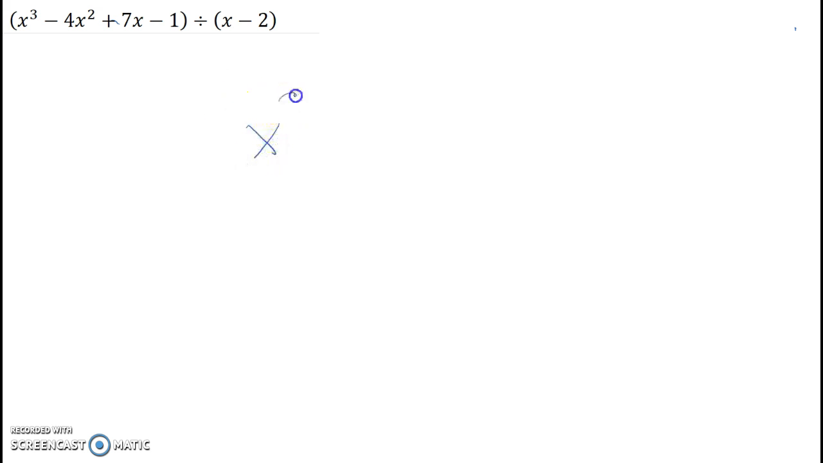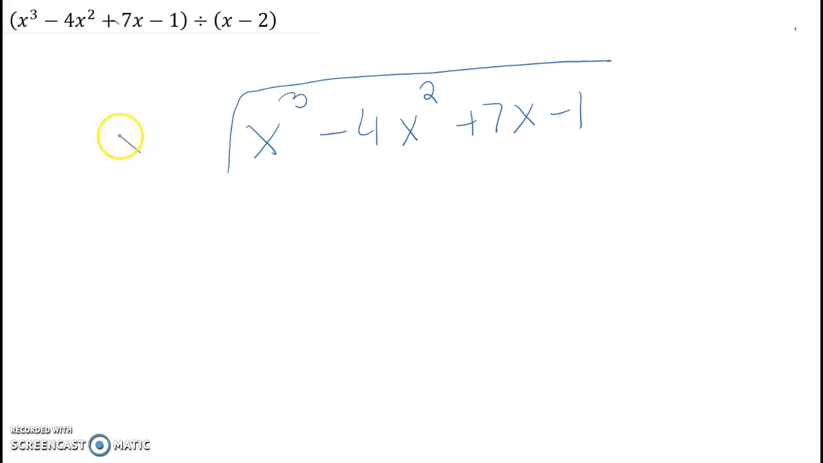We'll start off with x cubed minus 4x squared plus 7x minus 1 divided by x minus 2, setting up the same way we did back in elementary school with long division. First step in dividing polynomials is you take the first term of each polynomial, in this case x and x cubed, and we want to know what multiple of x will give us x cubed. That would be x squared.